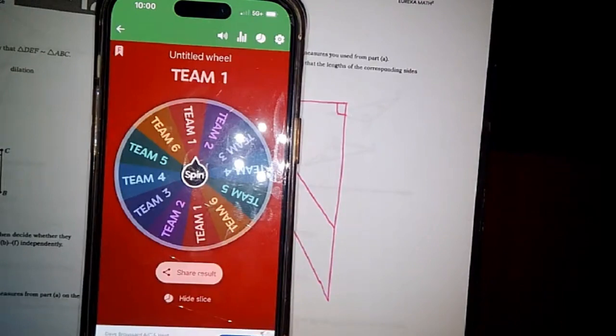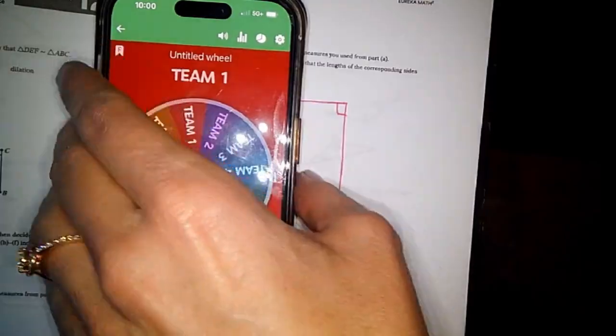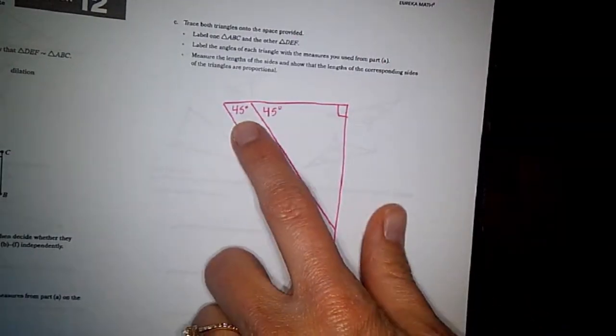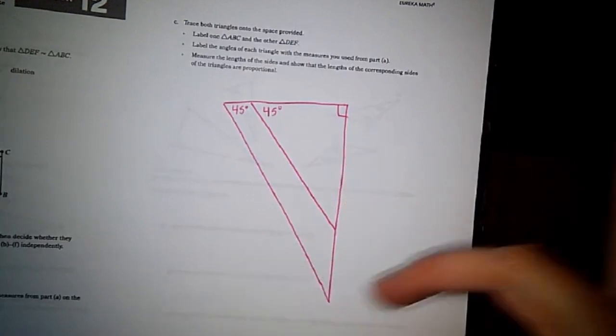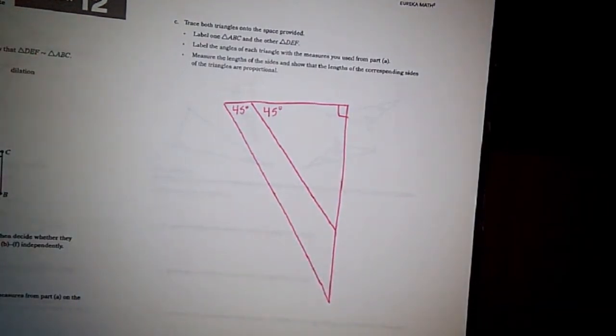Team 1, explain what you discovered. What measurements are the same? The 45 is the same. Is there anything else the same? The 90 degree is also the same. So, they're saying that the 45 degree angles are the same, and that the 90 degree is the same. So, what makes them the same shape then?